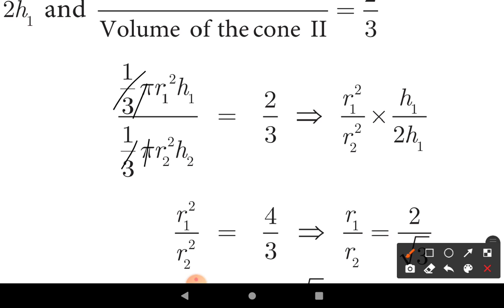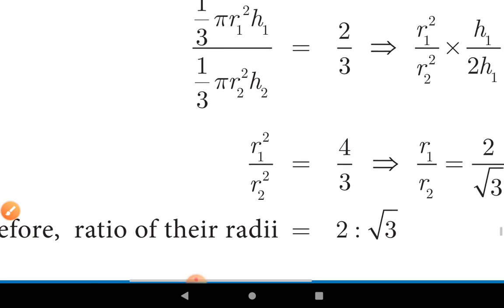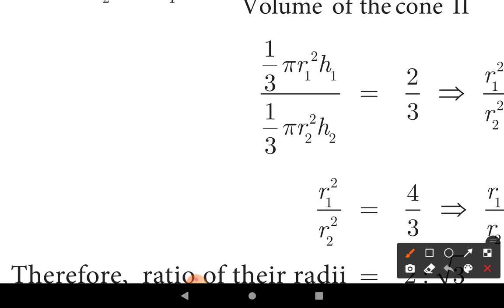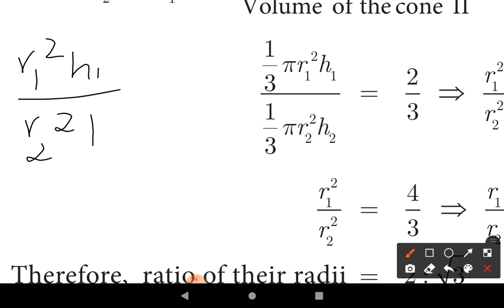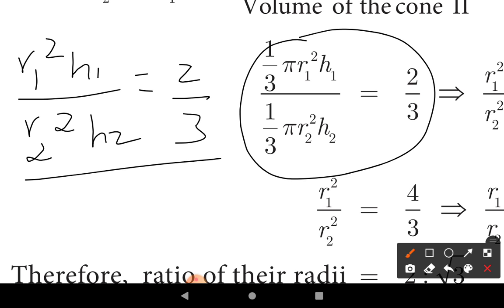So we can take this as equal to 2/3. So we can write another step here: r1 square h1 divided by r2 square h2 is equal to 2/3. Before moving on, after writing this step, you write this step. Okay, got it?